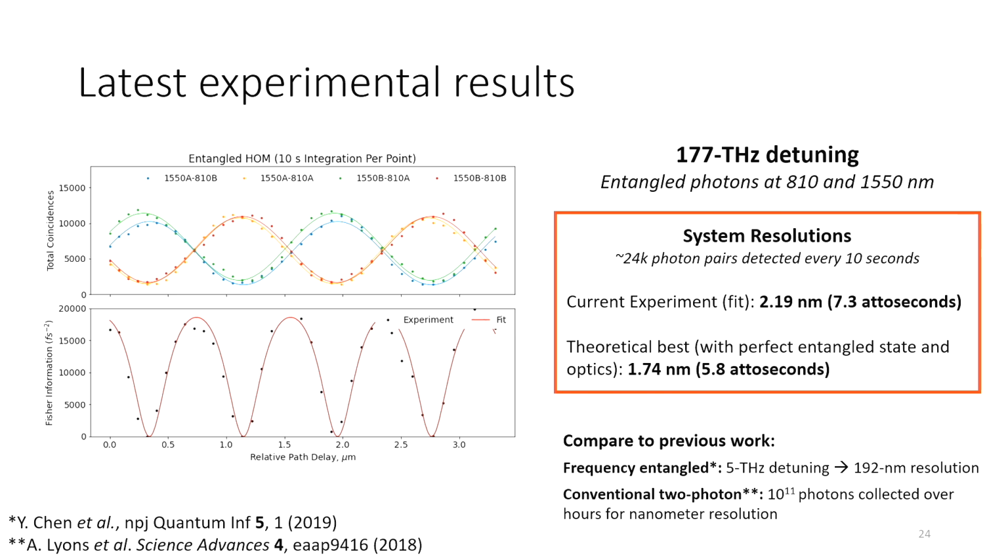We can compare this to previous work. The best frequency entangled system experiment until now had a detuning of 5 terahertz, which limited their resolution to 192 nanometers. A recent conventional two-photon experiment needed 10 billion photons collected over hours to get that nanometer resolution.